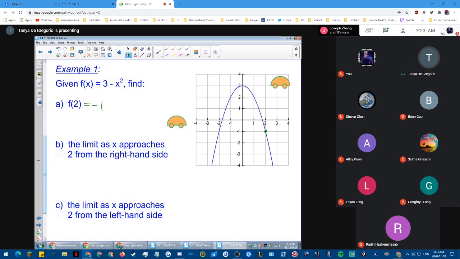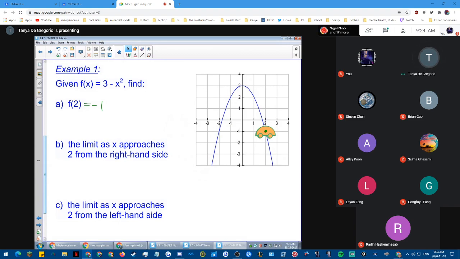The limit as x approaches 2 from the right-hand side. So I have my little card here. So I want to now approach x equals 2 from the right. When I approach x equals 2 from the right, I'm here. When I approach from the left, I end up in the same place.